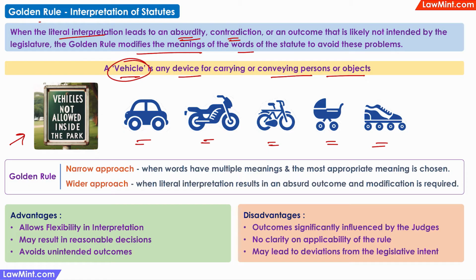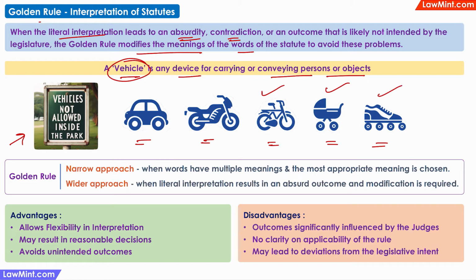Since the literal interpretation will lead to an absurd outcome, the judge can use the golden rule to interpret the term vehicles. And the judge can decide that the word vehicle as used in this statute means motor vehicles, and therefore allow bicycles, prams and roller skates to be used inside the park.